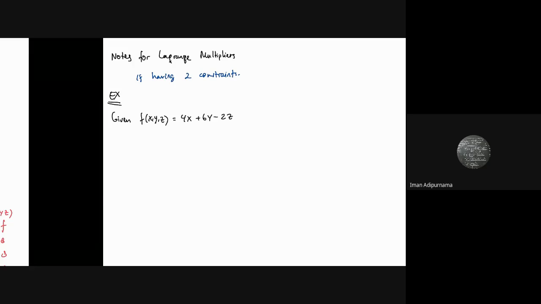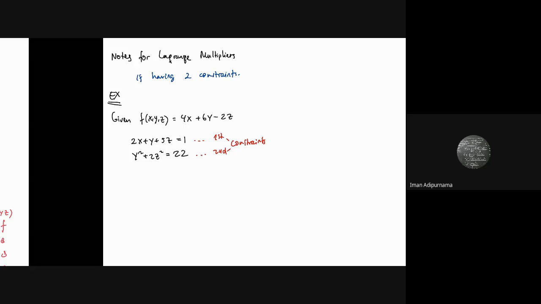So you have the function f, and then you also have this and this. So you have two constraints. This is the first constraint. This is the second constraint.